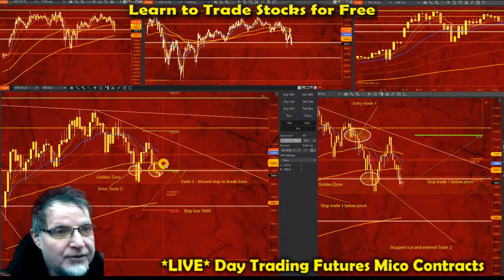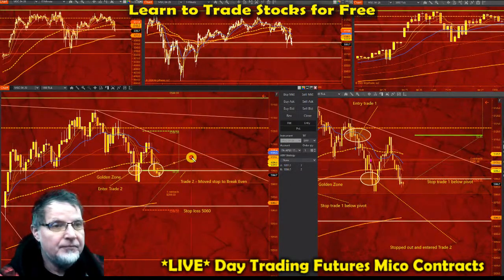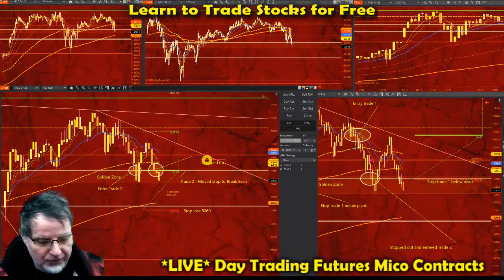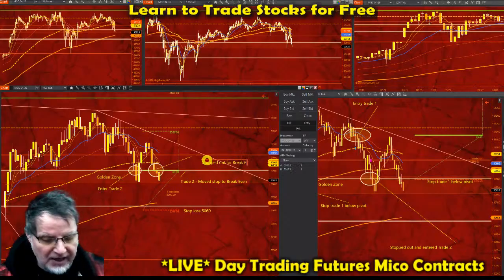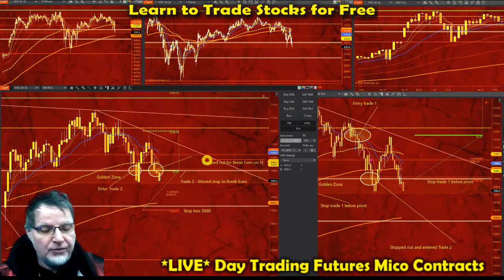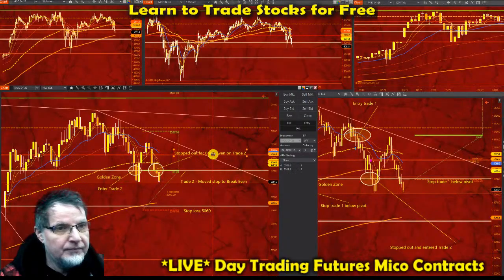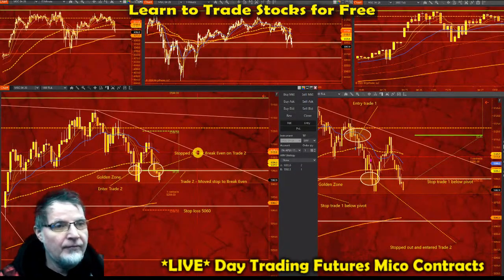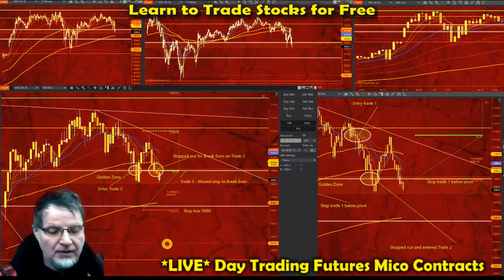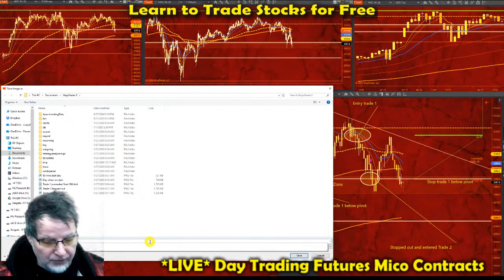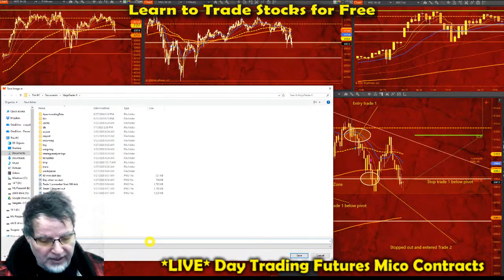So let's mark it. Stopped out, or stopped out for break even on trade 2. Okay. Save that picture. Trade 2 closed for break even.